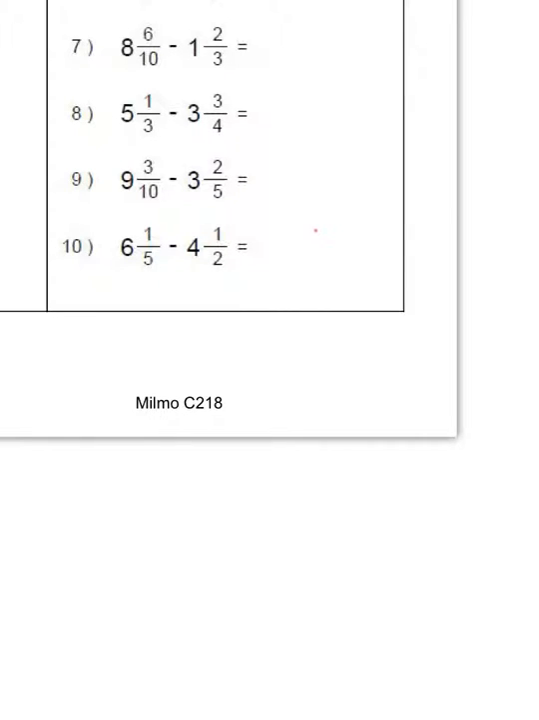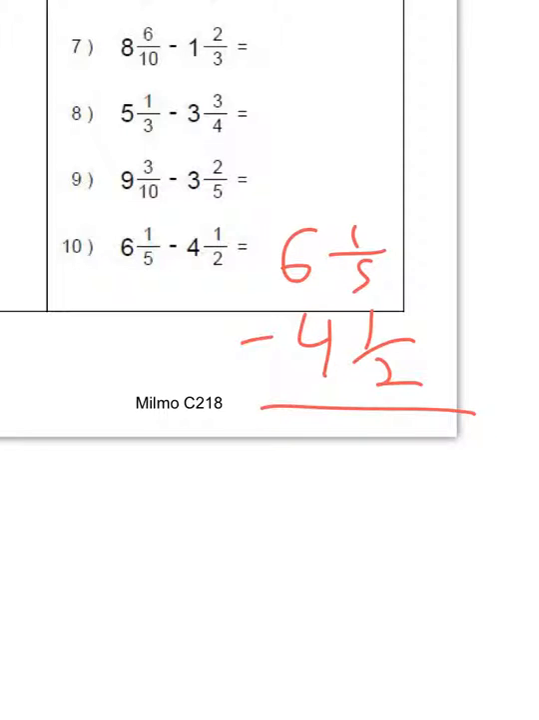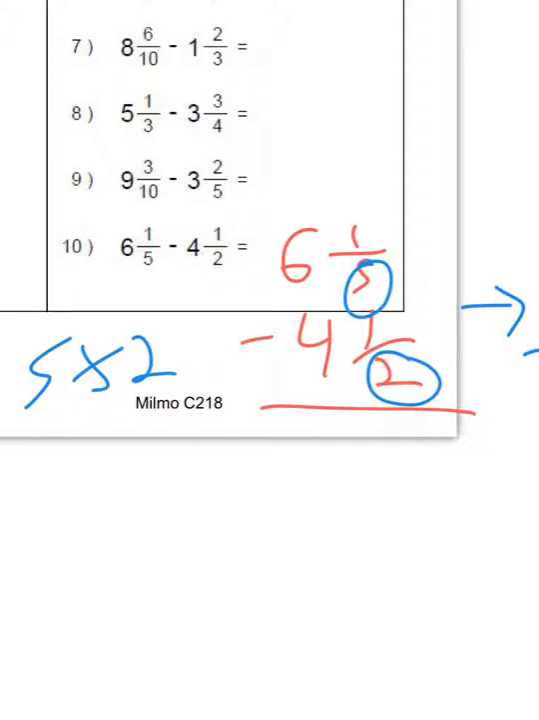Okay, we're going to have 6 1/5 minus 4 1/2, right? Now, what do we do with the bottom? Multiply, right? And we do 5 times 2. What's 5 times 2? 10, right? So over here you're going to have 6 and then something over 10. And then minus 4 something over 10. Is that correct? Do you agree on that?